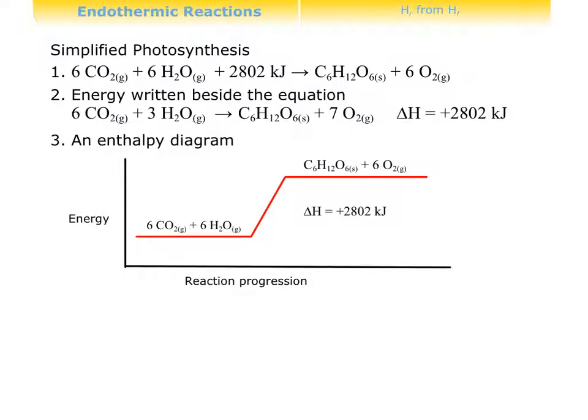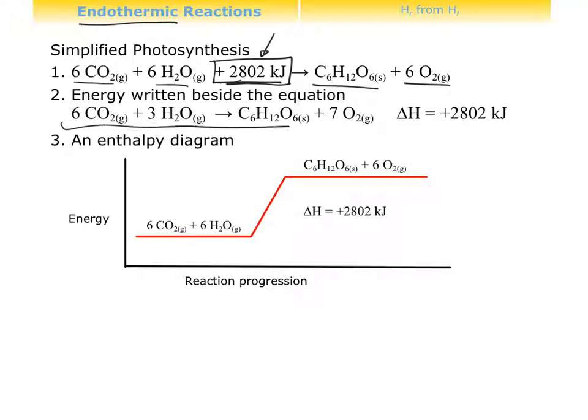An endothermic reaction is very simple, but just the opposite. It's one where you have to input heat or energy. In this case, if I take carbon dioxide and water and input this much energy, which plants typically get from the sun, then it produces glucose and oxygen. So if energy is written on the left side, it's endothermic.